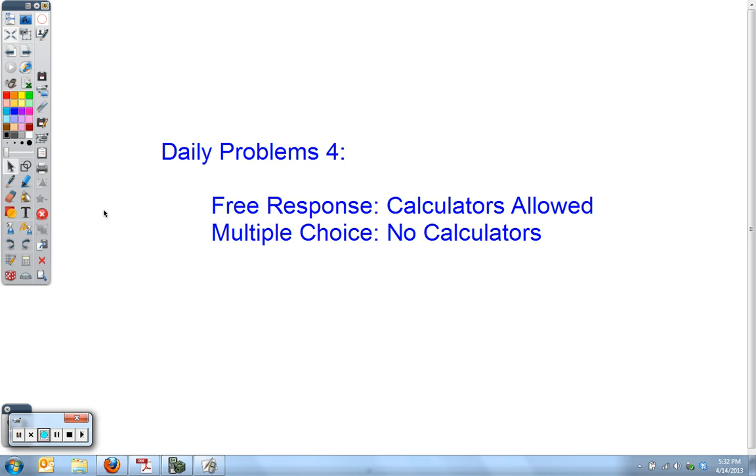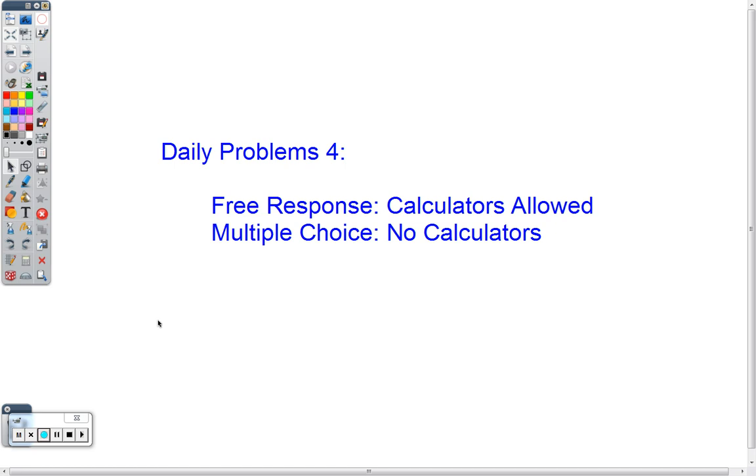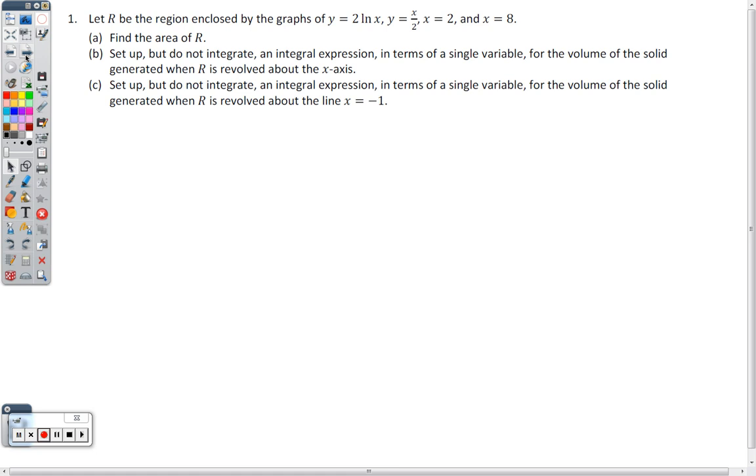Alright guys, welcome to Daily Problems 4. This is a mixed set, so calculators allowed on the free response and no calculators allowed on multiple choice. Alright, so let's take a look at problem number 1.